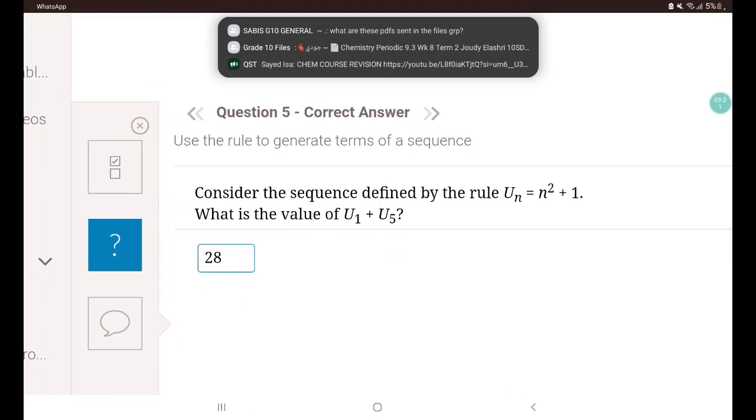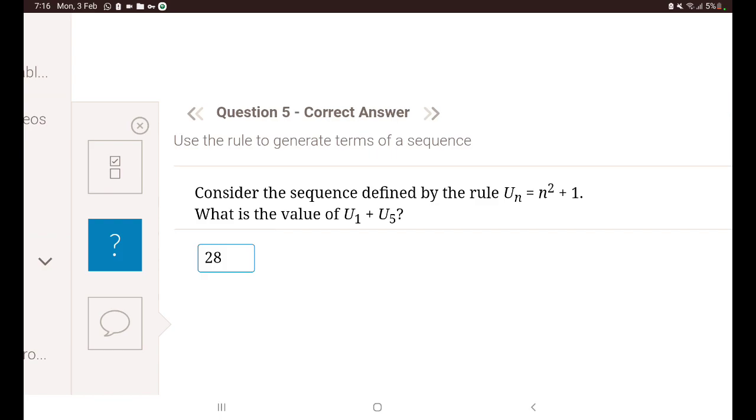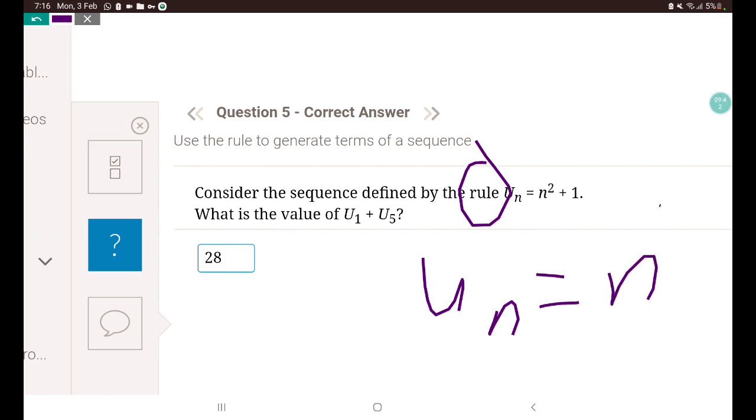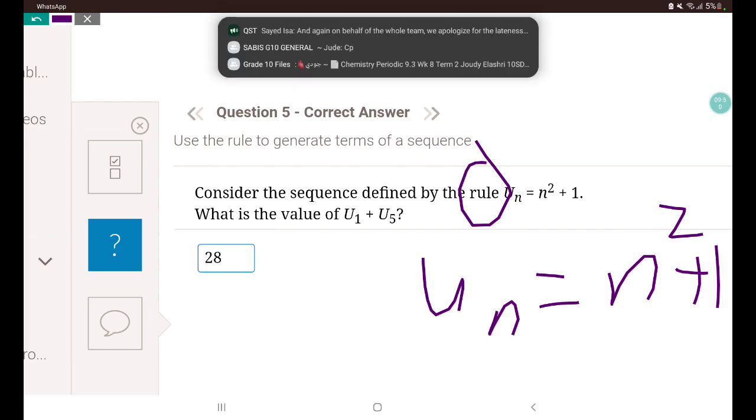This one, okay, this time you do something new. Instead of them giving you the numbers and you just adding or subtracting, anything like that, they gave you: consider a sequence defined by the rule un equal n squared plus 1. So what you should do, they want the value of u1 plus u5, my bad.